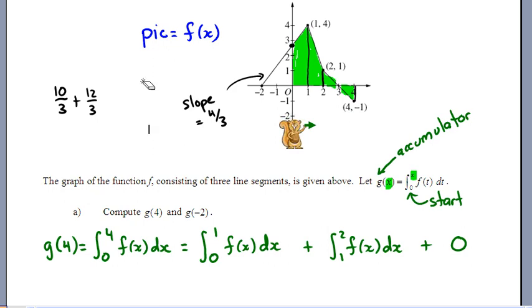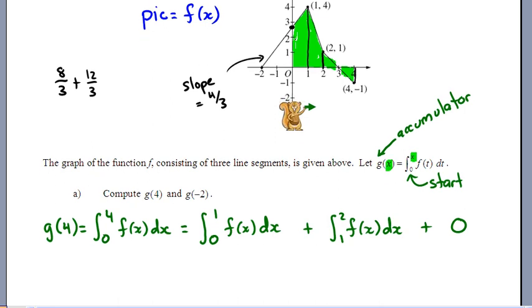Sorry, I said that a little bit wrong. I don't know why I said 10. We're averaging 8/3 and 12/3. Right, 8/3 for this part of the trapezoid, 12/3 for that one for the 4. So that's an average height of 10/3, and it's 1 wide. So just 10/3 tall on average times 1 wide. This first area here is a 10/3.